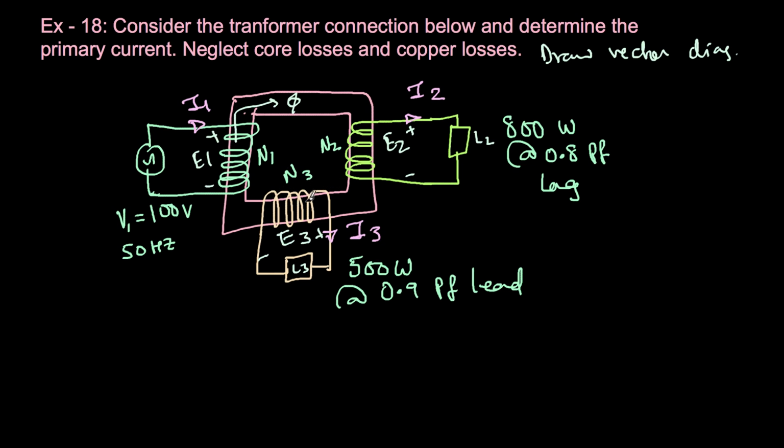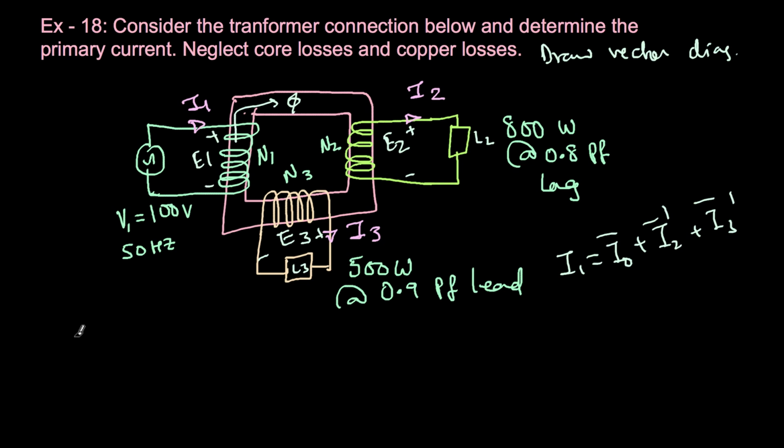Next, what happens is that the current, here is I2 and here is I3. The I2 current will result in I2 dash current, and I3 current will result in an I3 dash current, and therefore I1 will be I0 plus I2 dash plus I3 dash. Whereas this I0 is neglected, neglect core losses and copper losses. So we just have to find out I2 dash and I3 dash, add them to find I1. Anyway, let's jump into the problem and solve it.